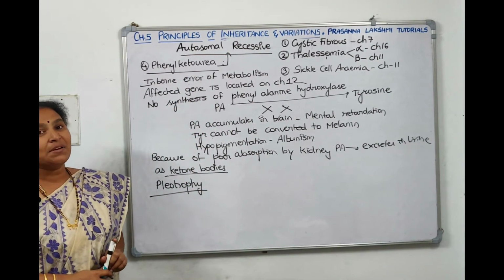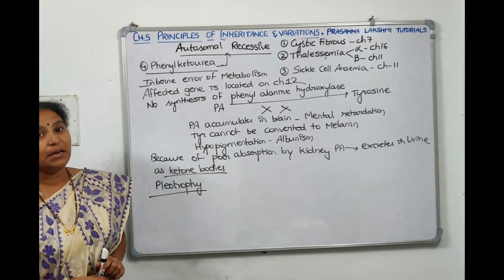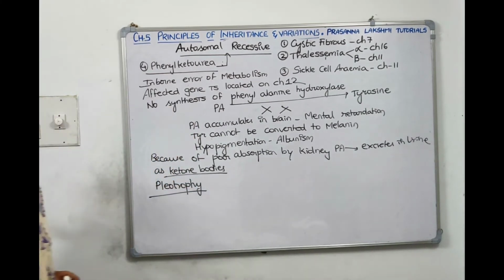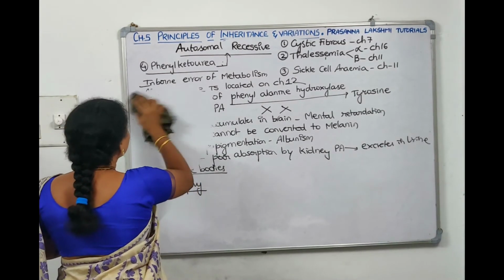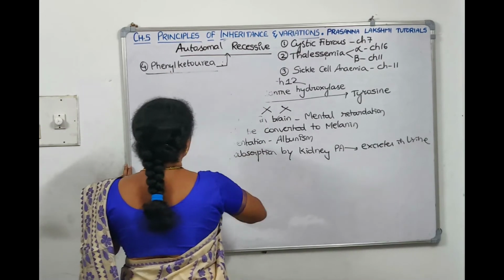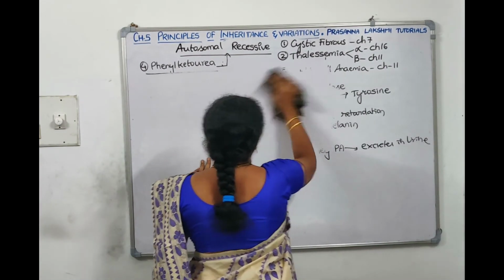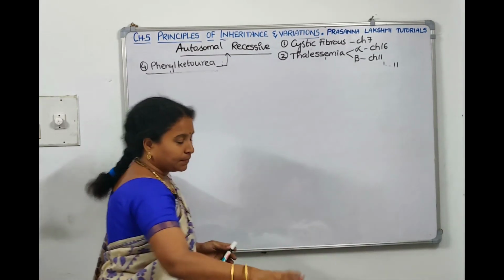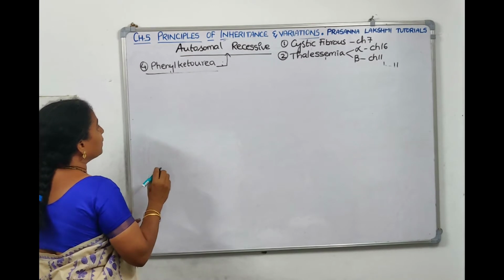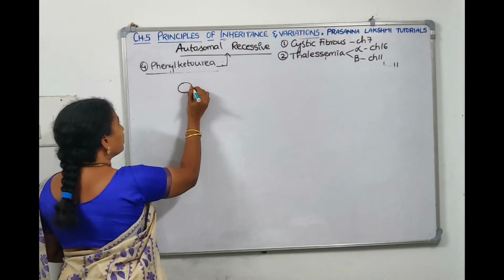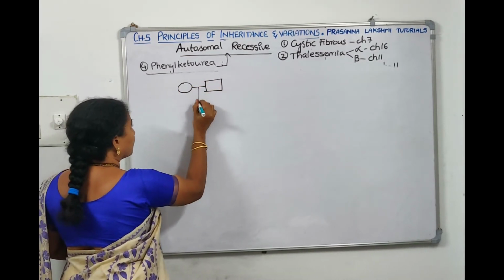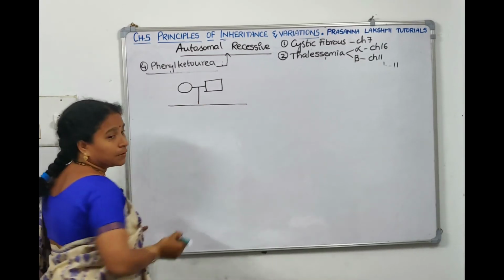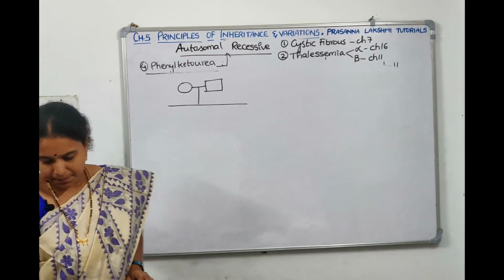Take a screenshot, then we will see the pedigree charts for autosomal dominant and autosomal recessive. How to identify whether a pedigree is autosomal dominant or autosomal recessive? I'll tell you how to identify the disorders. In NCERT they have given two pedigrees. The first pedigree is like this.